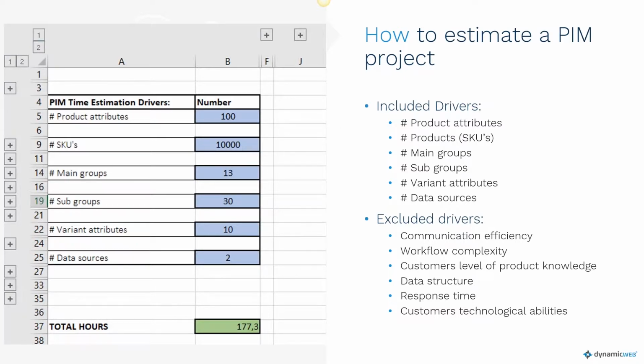And then we have response time, naturally. So the resources that are made available by the customer will of course affect the response time and also the time over which the project will run. And lastly, the customer technological abilities. Basically, how many tasks are we here at Dynamicweb actually able to involve the customer in, and how efficiently will these tasks be handled.